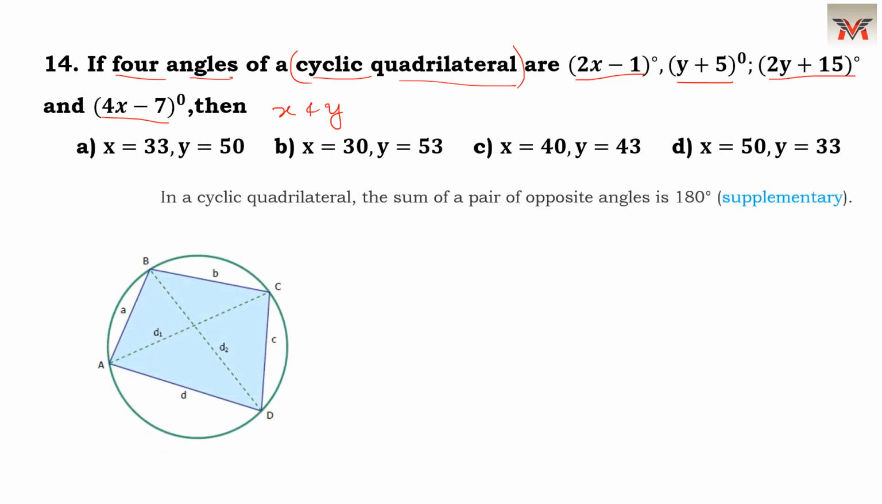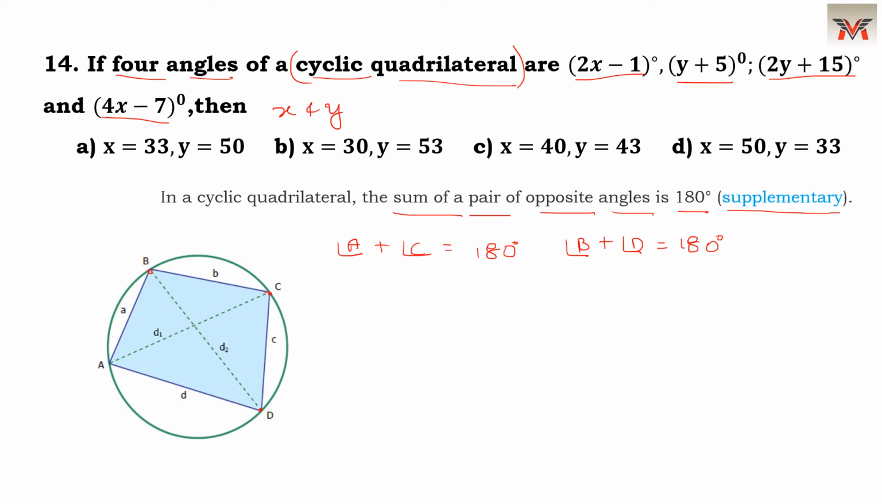Okay, so what is a cyclic quadrilateral? A cyclic quadrilateral is nothing but a quadrilateral whose vertices lie on the circumference of a circle, correct? And what's the main property of the cyclic quadrilateral? The main property is that the sum of a pair of opposite angles is 180 degrees, or they are supplementary. That means when I apply it to the diagram, angle A plus angle C is equal to 180 degrees, as well as angle B plus angle D is equal to 180 degrees.